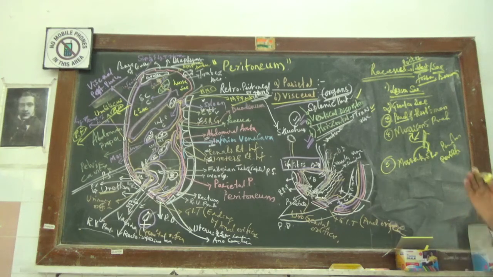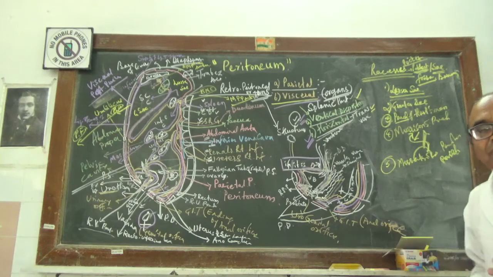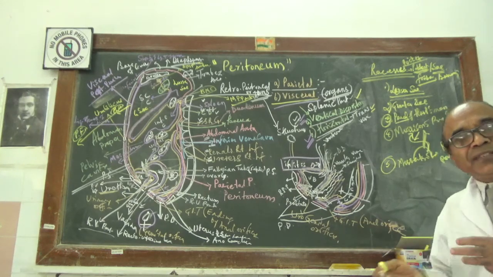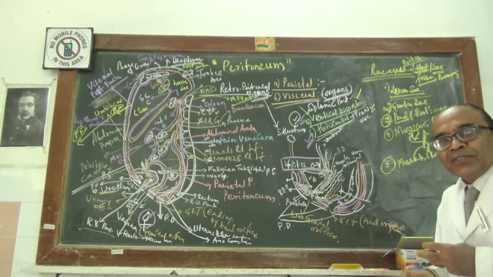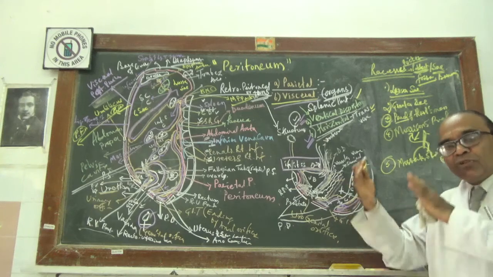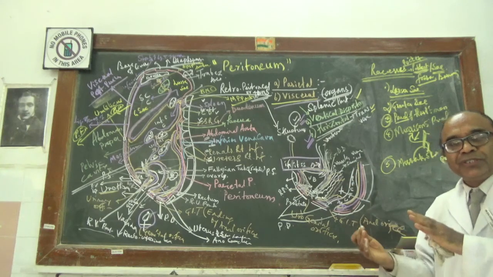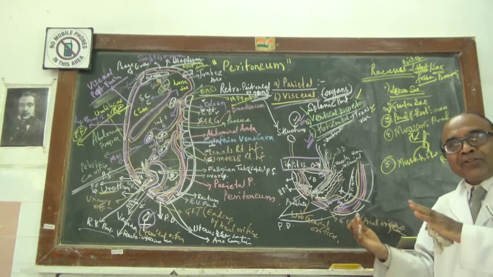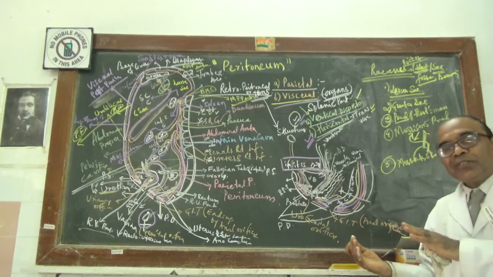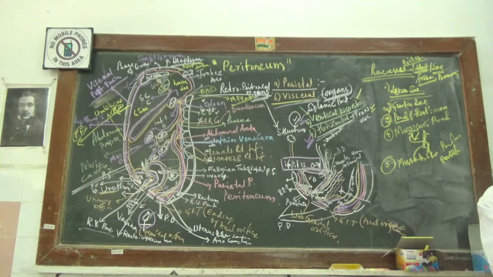Then you go to the abdomen, on either side of the ascending colon and the descending colon. Now when you go on either side of the ascending and descending colons, you will get what are called the paracolic pouches: the paracolic pouch for the ascending and the paracolic pouch for the descending.